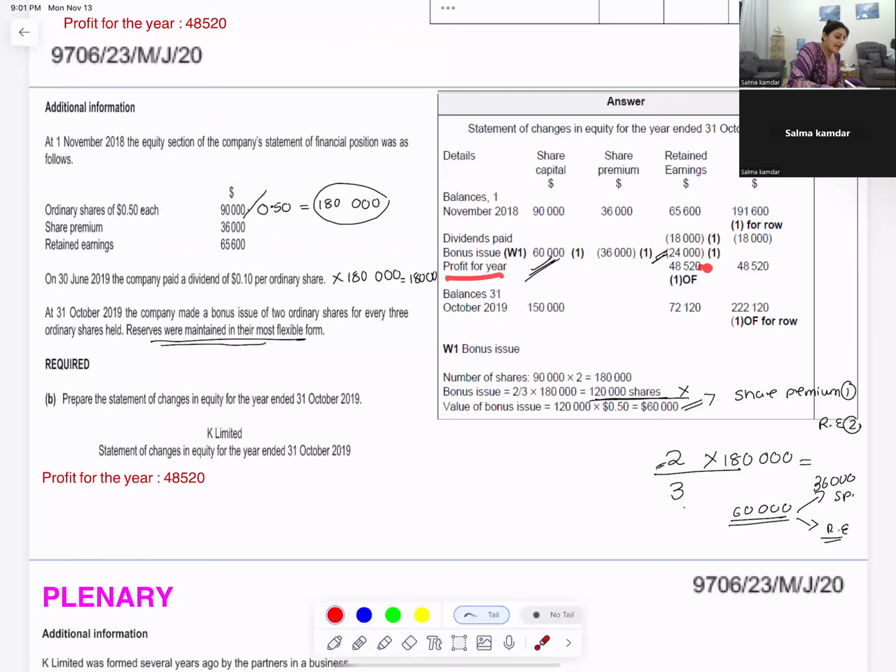Profit for the year is added to the retained earnings and it is added to the total. Then you would do your total and this would become your shareholders' funds. So your share capital is 90 plus 60 and your retained earnings would be the total of all this. This plus this would give you your shareholders' funds.